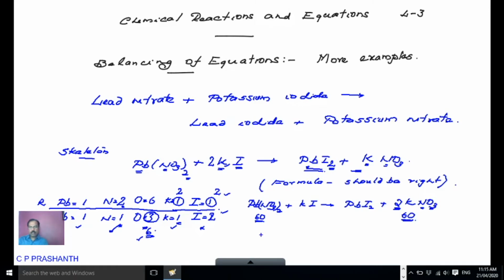So now the equation becomes PbNO3 twice plus 2KI, so we put 2 in front of potassium iodide. So it will become PbNO3 twice plus 2KI gives PbI2 plus 2KNO3. Now see whether the equation is balanced or not. We can count all the number of all the atoms and see.